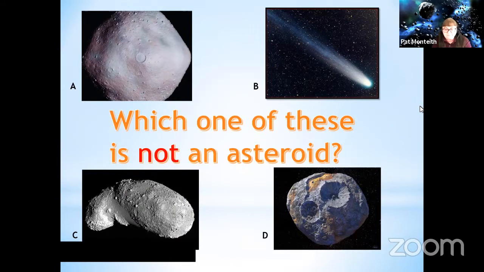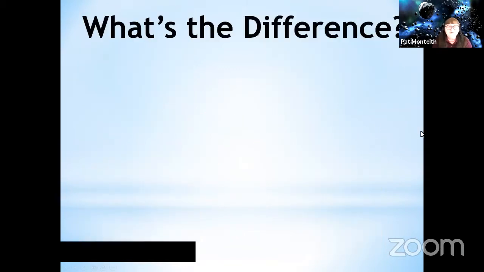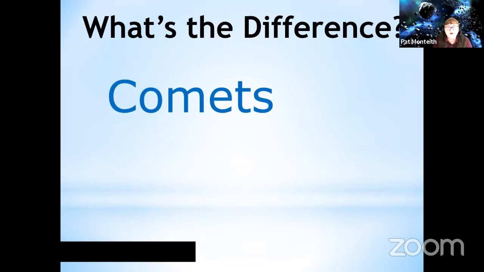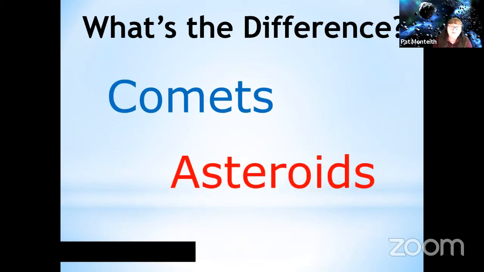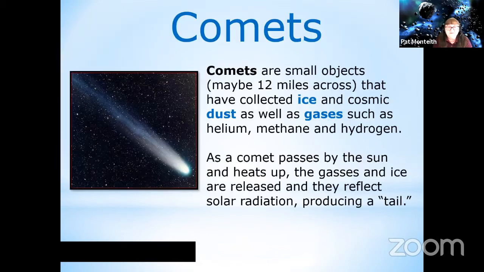Great. All right, so let's talk a little bit more about asteroids and the difference between comets and asteroids, because a lot of people think that comets and asteroids are the same thing when they're really not. So comets, as you could see in the picture that was up on the screen, are small objects that maybe are 12 miles across. And I'm sure some of you are saying, 12 miles, that's not small. It's not a short distance. But in space, 12 miles is a very, very, very short distance.